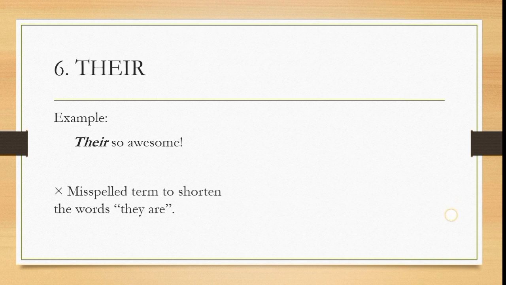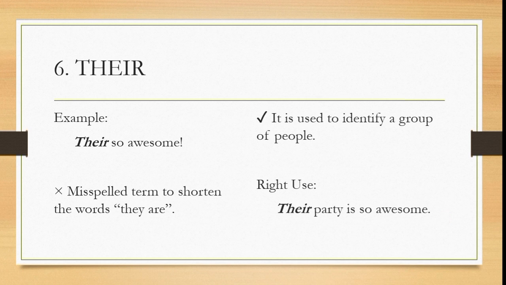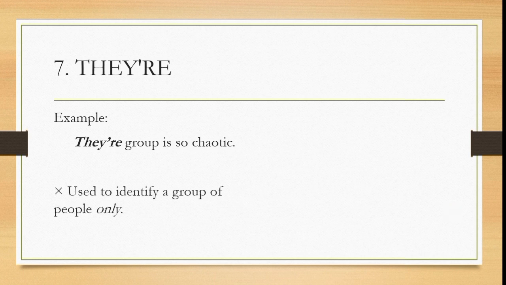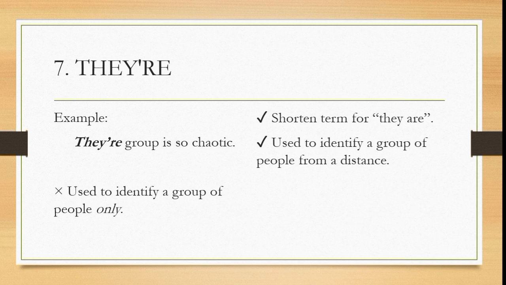It is a misspelled term to shorten the words they are, when it should be used to identify a group of people. For example, their party is so awesome. Next, their. Example mistake, "Their group is so chaotic." And it's wrong because it is used to identify a group of people only, when it should be used to identify a group of people from a distance. Example, they are so chaotic.